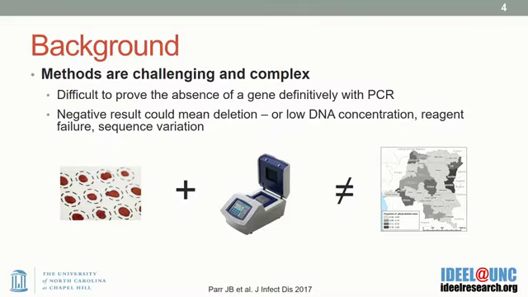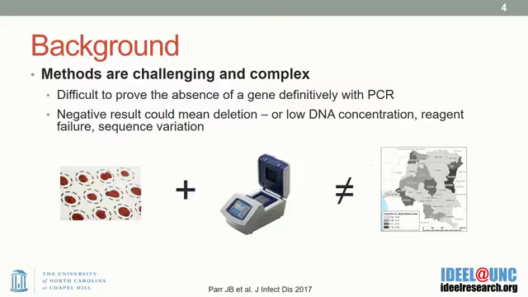So this is a slide I recycled from our HRP2 session last year, and the point of this is just to say that the lab methods to confirm deletions are complex and challenging. And the reason for this is that it's very difficult to prove the absence of a gene using PCR because there are many possible reasons for a negative result, as Jane already highlighted.